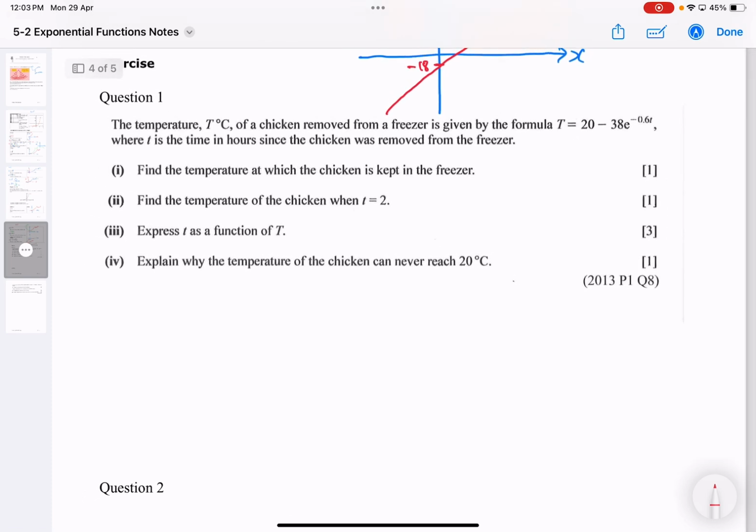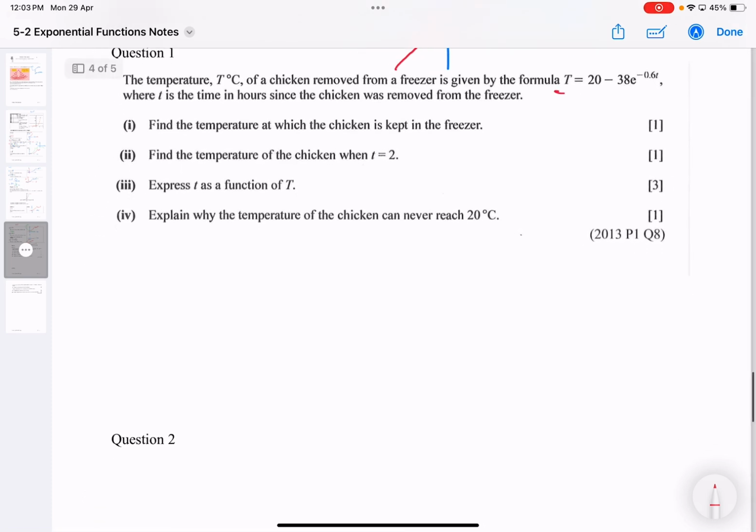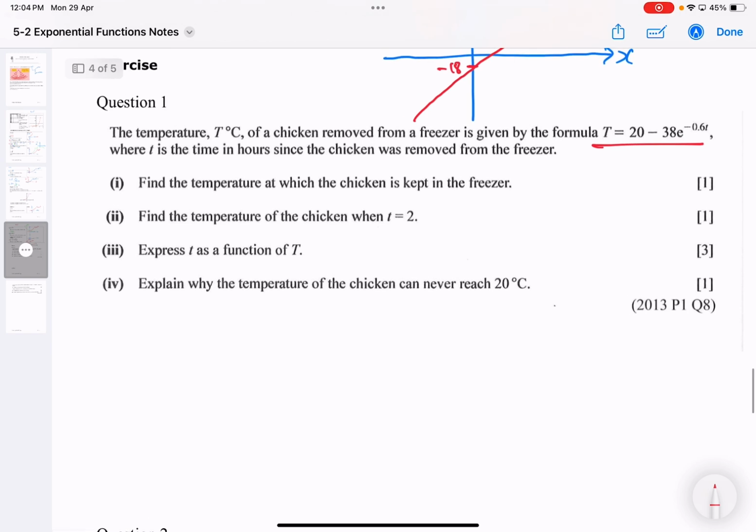The temperature T of a chicken removed from a freezer is given by this formula over here, where t is the time in hours since the chicken was removed from the freezer. Part 1, find the temperature at which the chicken is kept in the freezer. So what is the value of time that we must substitute inside here? You must read the question and try to understand. 0. Why is it 0? Because t is the time since it is removed from the freezer. So when time equals 0, the chicken is still kept in the freezer, hasn't been taken out yet.